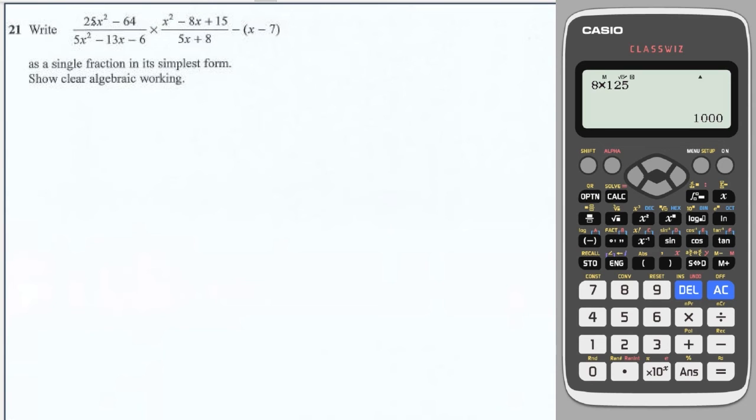What is this? Difference of two squares. When I have a difference of two squares, I square root each one. So that's going to be 5x, and that's going to give me 8. Put a minus in between, and then put a plus in between.